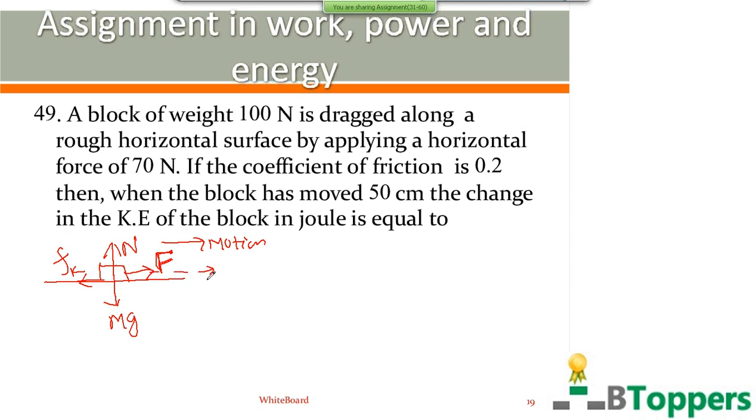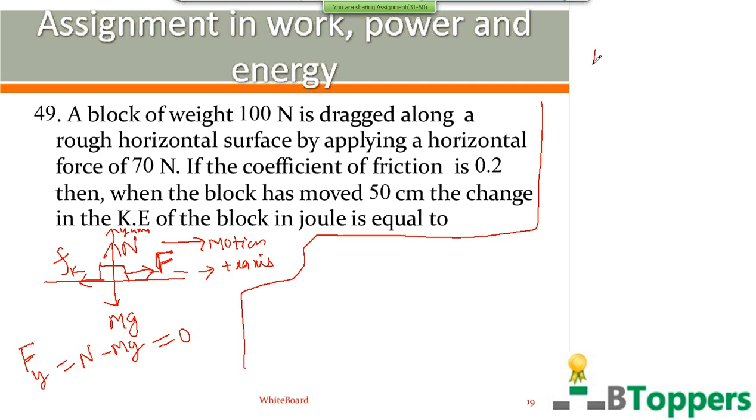I choose the horizontal direction, that is the direction of the motion of the block, as positive direction of x-axis and vertical upward direction as y-axis. So y component of resultant force on the block is denoted by Fy. You can write Fy equal to N minus mg, but there is no acceleration parallel to y. So y component of resultant force on the block is 0.